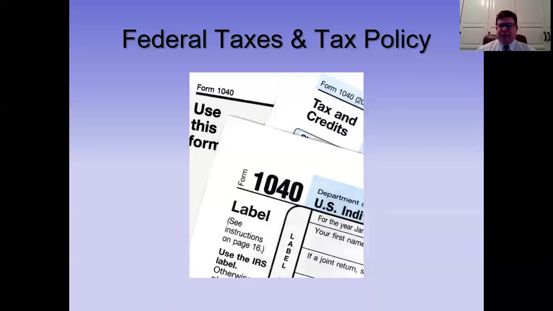This is our third video in our series on the federal budget. We started out with the federal budget process, took a look at what we spend money on, and now it's time to take a look at how we actually get the money in order to be able to pay for all that. So we'll be taking a look at what type of federal taxes we have and also the tax policies that we have as well.